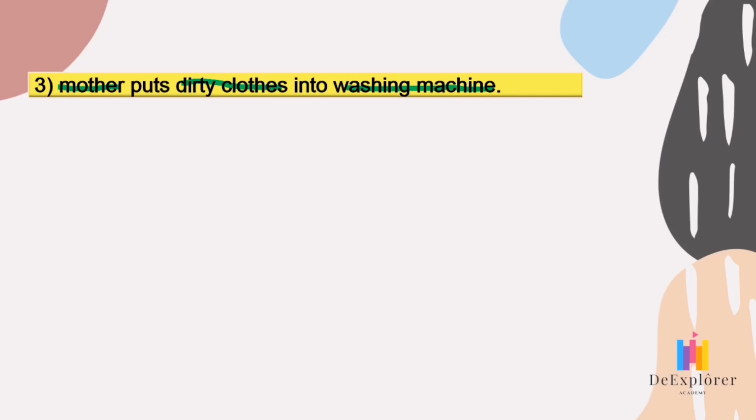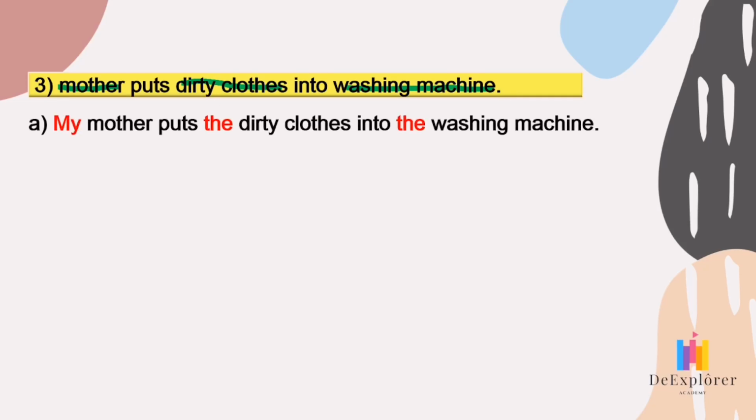Before the nouns 就是在这些名词的前面一定要写 right, okay? 有没有用 articles, determiners, or quantifiers? Okay, so one possible answer. My mother puts the dirty clothes into the washing machine. Okay, my mother. Whose mother? My mother. Okay, puts the 放那些肮脏的衣服进哪里？进那个 washing machine.